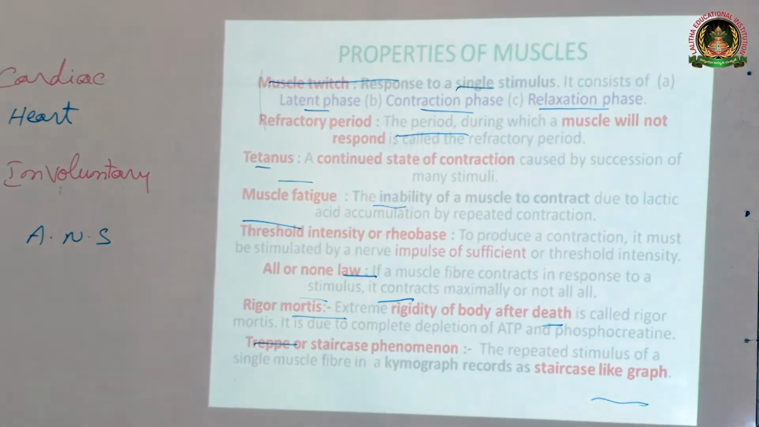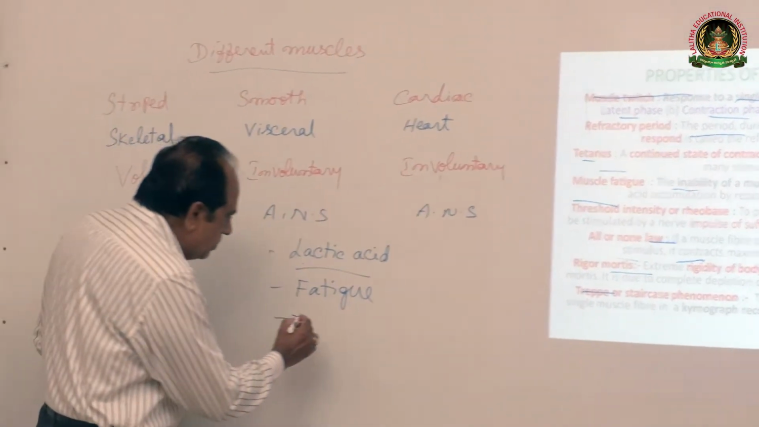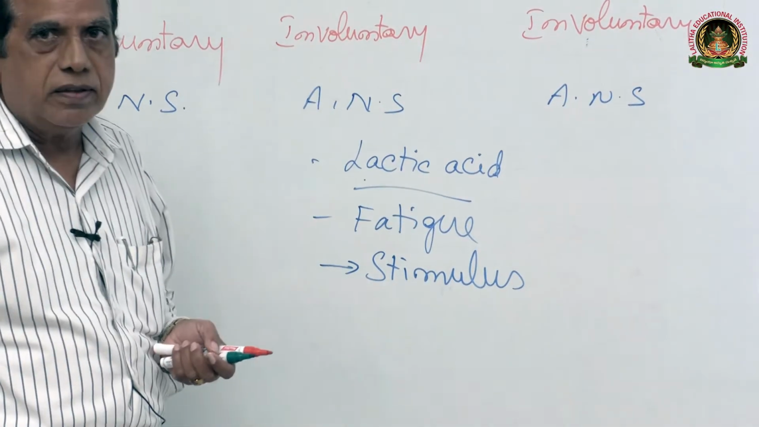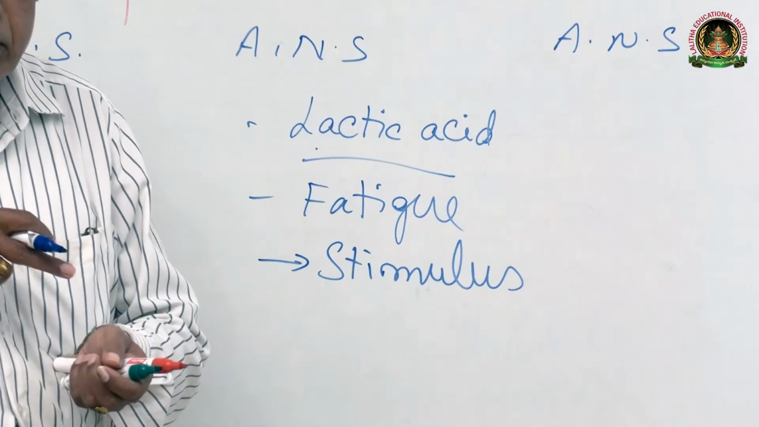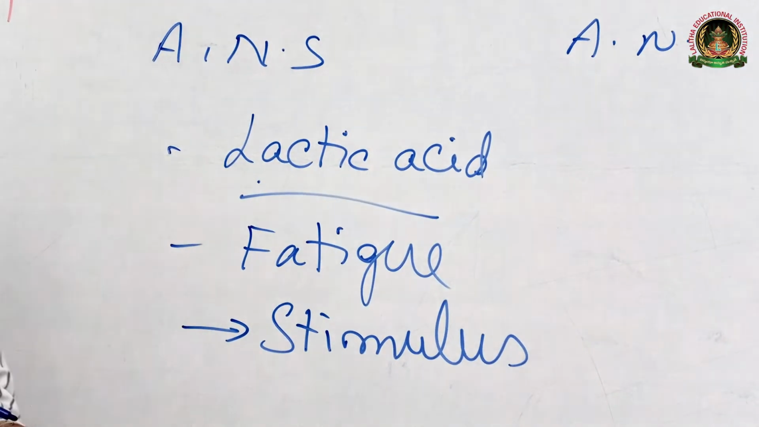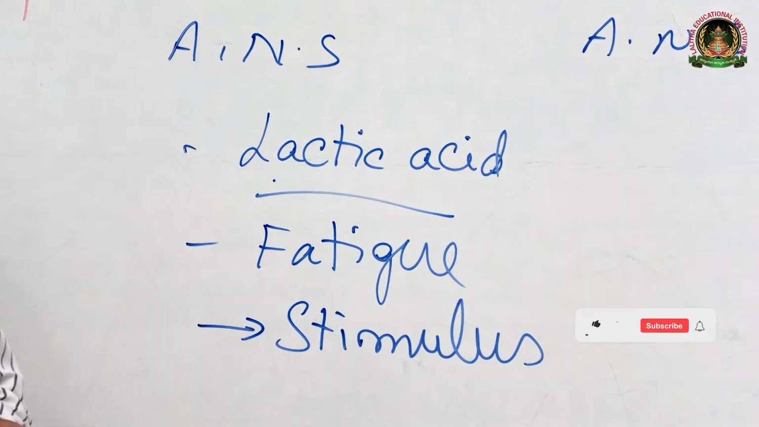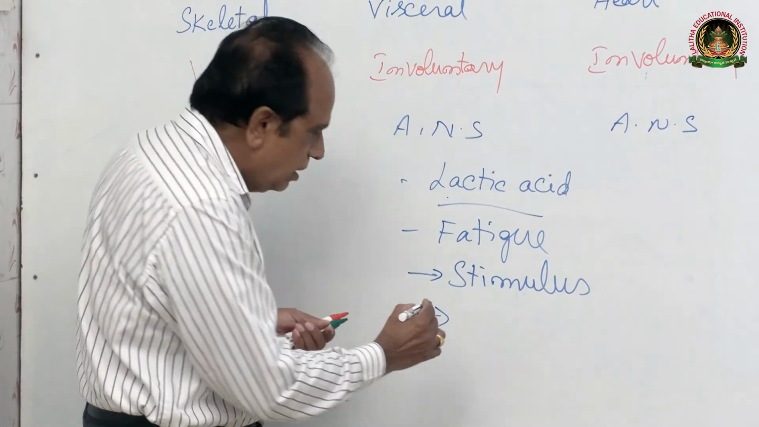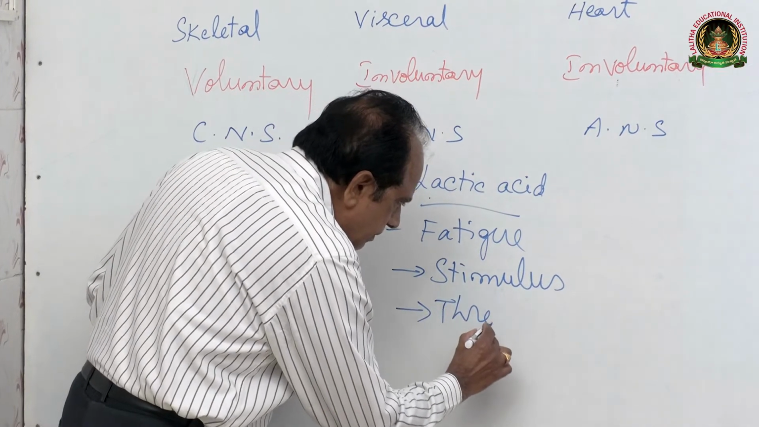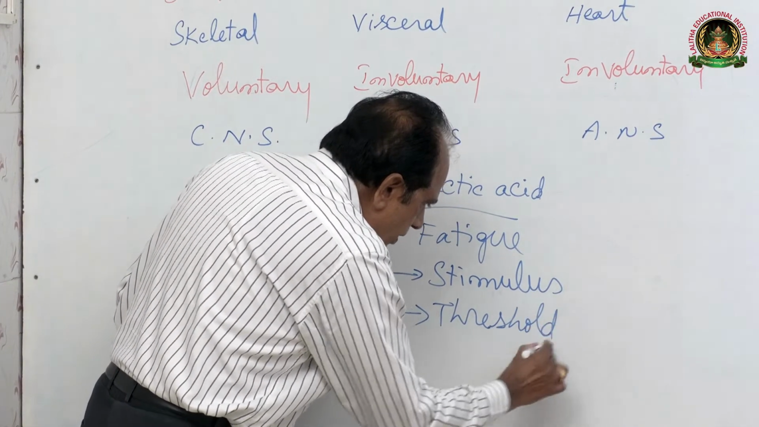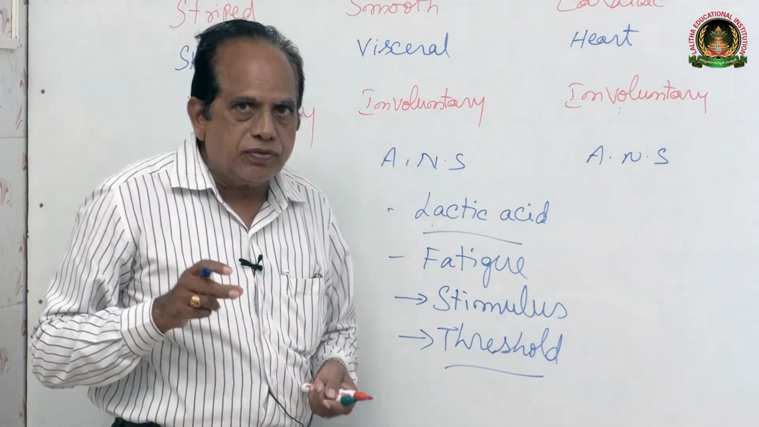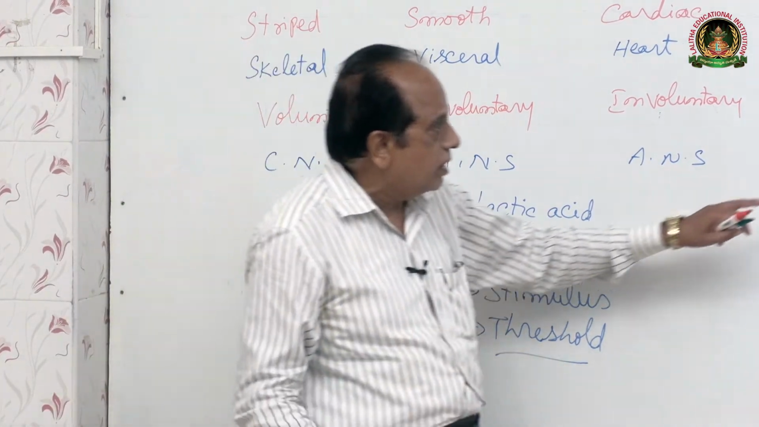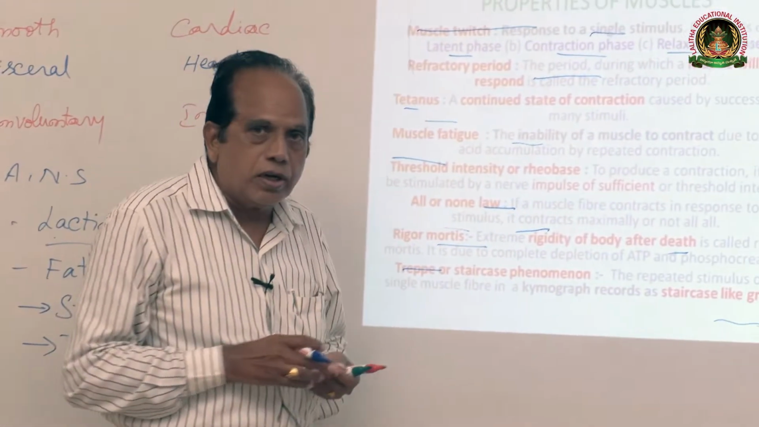And definitely whenever a muscle has to contract, it has to be supplied with a stimulus. Without stimulus, the muscle cannot contract. Unless you provide a minimum intensity of a stimulus for the contraction of the muscle, a muscle never contracts. That minimum intensity of the stimulus that is required for muscle contraction is called threshold stimulus. That is otherwise called threshold intensity or rheobase.